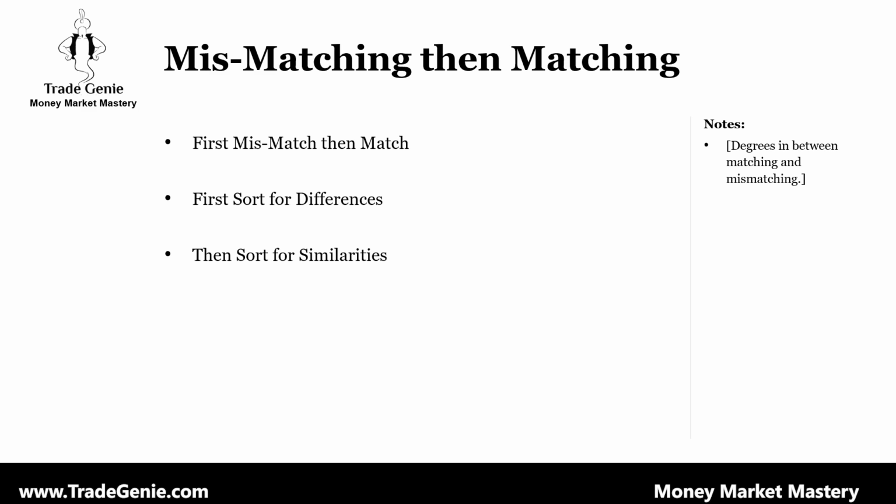And then there are persons who mismatch and then match. They look for the differences first, and then they sort for the similarities. First mismatch, and then match. So think about this. Maybe you're seeing something, and something is not looking right, but there are a lot of things which are looking right. Immediately you're noticing that this is not looking right. But then you start looking for things which are similar. So maybe you will change your mind, because the similarities take more weight than the differences. So you say, okay, I ignore that difference.